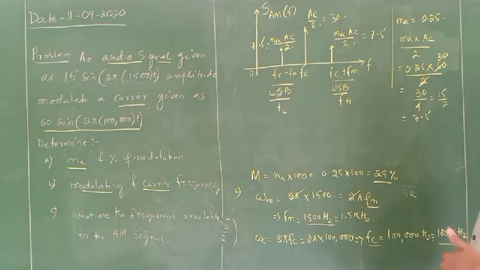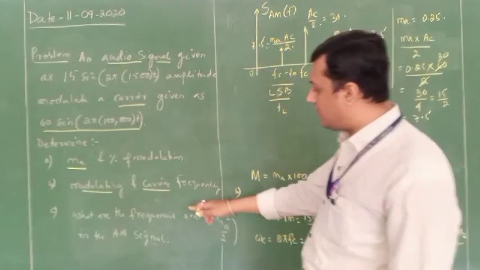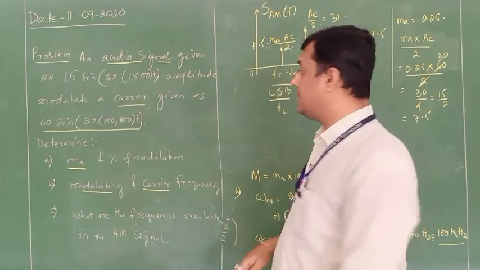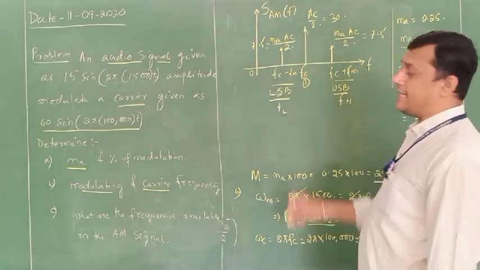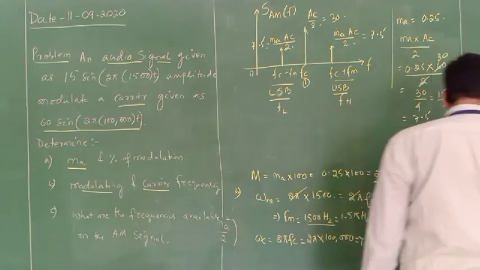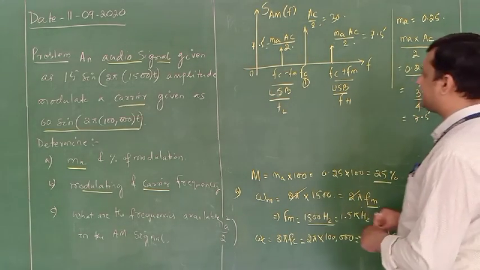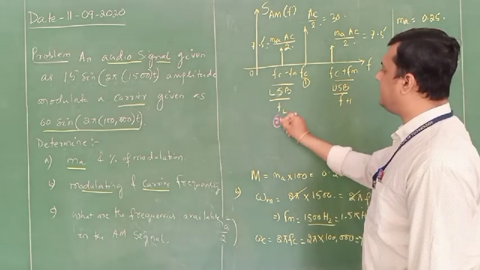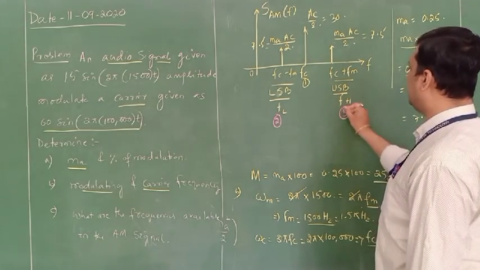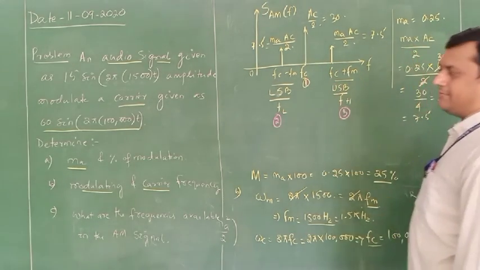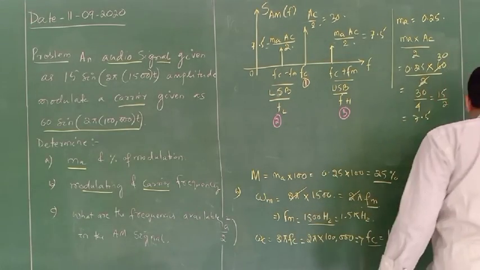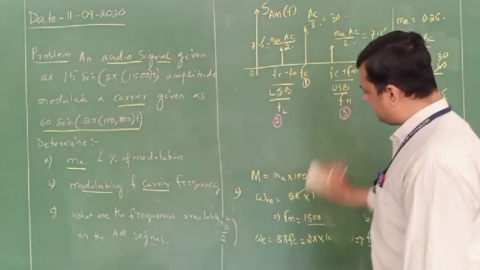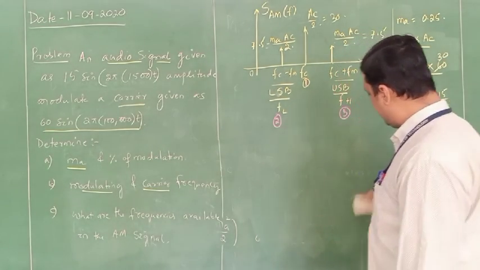Now next, what we have to identify as per the question, what are the frequencies available? One, carrier is available. Second, lower sideband is available, and third, upper sideband is available. So I need to calculate these frequencies as per the requirement. So how will we calculate? Let's see.